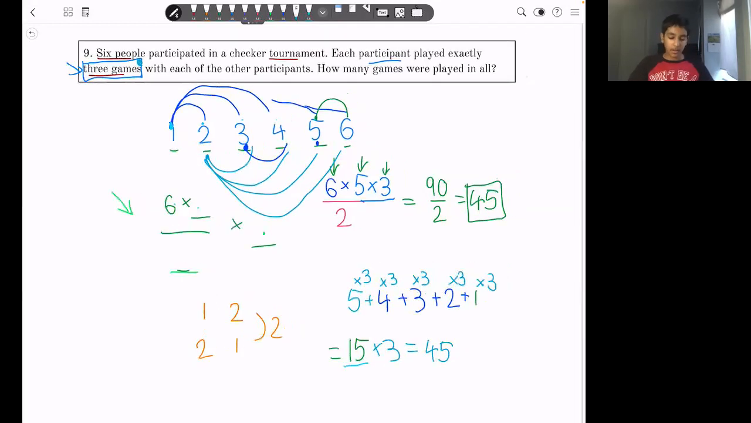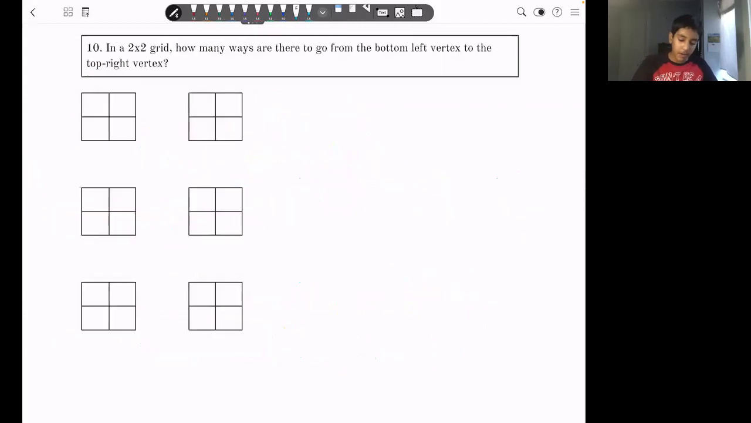Let's move on to the last problem. This is probably one of the more tricky problems. In a 2x2 grid, how many ways are there to go from the bottom left to the top right vertex? Okay, so how many ways are there to do this? So I drew out some grids here. I kind of gave away the answer, but don't worry about those grids.